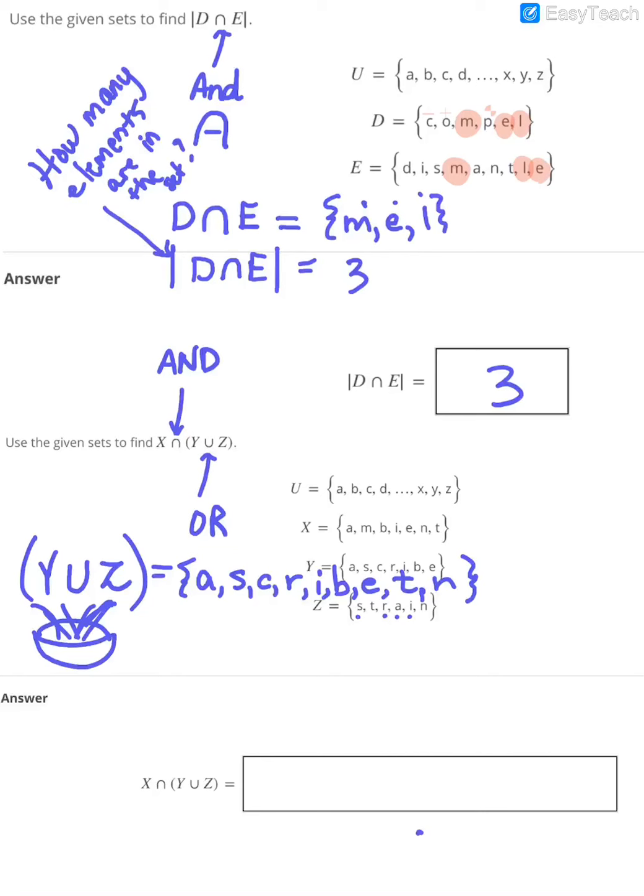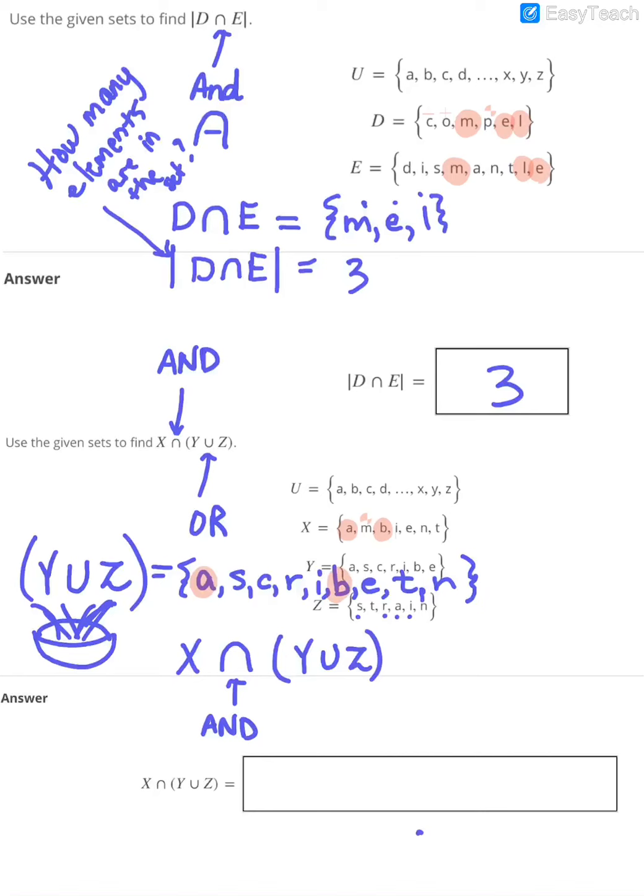Now, this particular problem says we're going to take set X, and we're going to compare what it has in common with that union. Because remember, this means "and." What do they both have? So when I'm looking at both sets, when I look at set X, I see an A there, and I also see an A in my union. All right, I see an M, but I don't see it in my union. I see the letter B, and I also see it in my union.